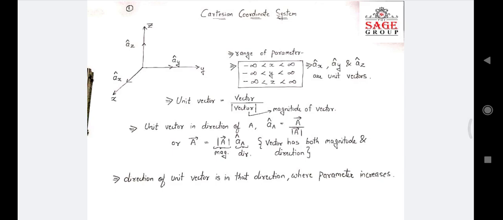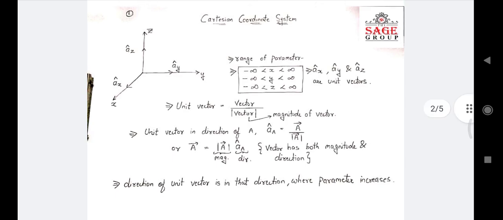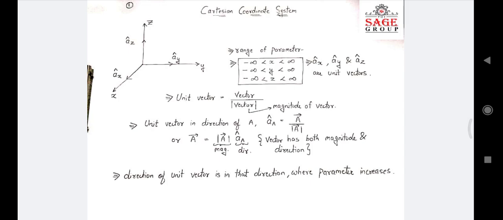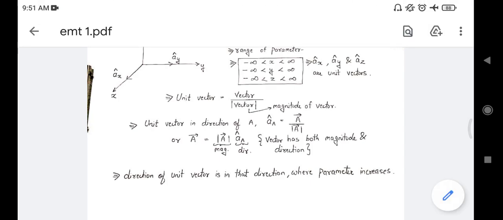So if we talk about the three axes, we can easily conclude that our parameter increases in the positive direction. I have already mentioned by the arrows on the axes, which I have marked near a_x vector, a_y vector and a_z vector, that these arrows are showing the direction of a unit vector. So we can easily conclude that the direction of a unit vector is in that direction where the parameter increases.